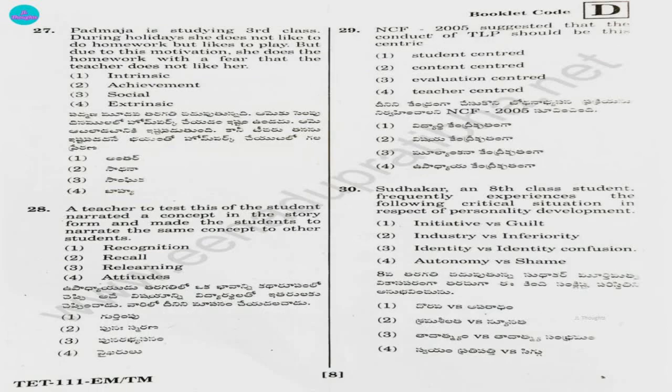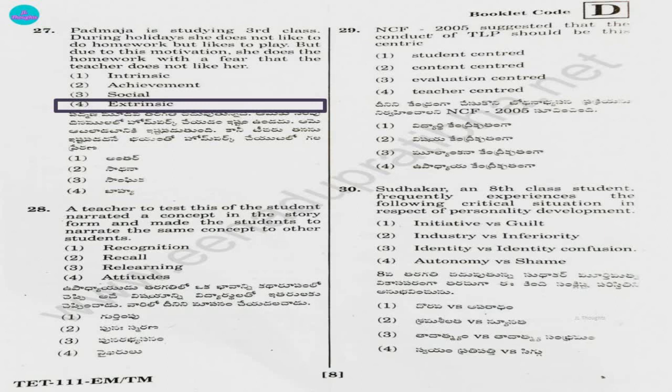27. Padmaja is studying 3rd class. During holidays, she does not like to do homework but likes to play. But due to this motivation, she does the homework with the fear that the teacher does not like her. Option 1, intrinsic. 2, achievement. 3, social. 4, extrinsic. So answer is 4, extrinsic. Extrinsic is when you are doing something for some gifts or out of fear that they will scold, then it becomes extrinsic.